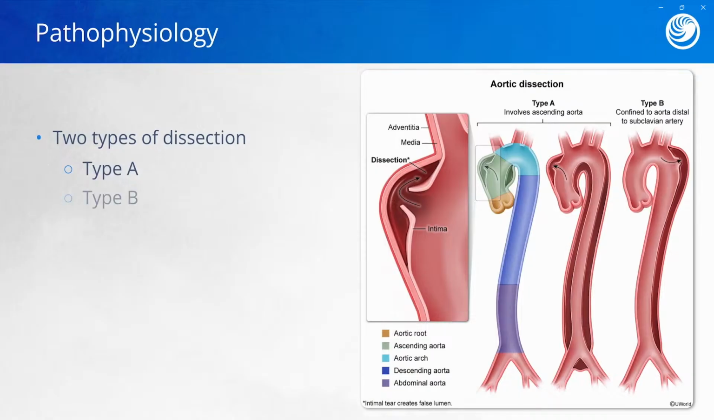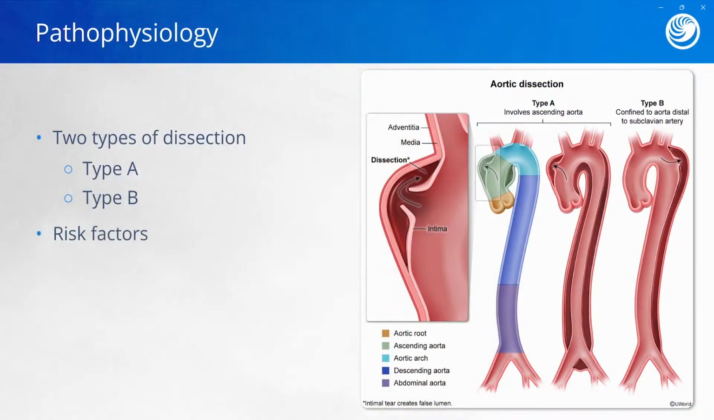There are two types of aortic dissection, type A and type B. We'll discuss more about those later, but know that type A involves the ascending aorta and type B is confined to the distal part of the aorta or into the subclavian artery. Type A is going to affect structures at the heart and above, whereas type B is going to affect structures below the heart, such as the bowels or the legs.